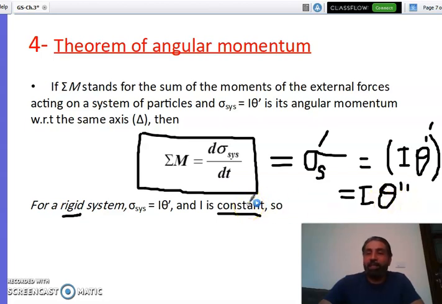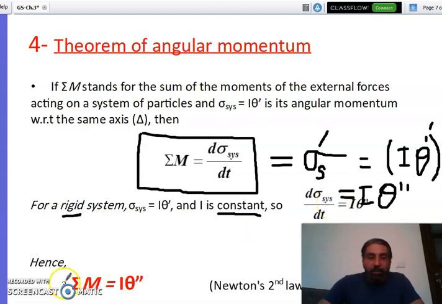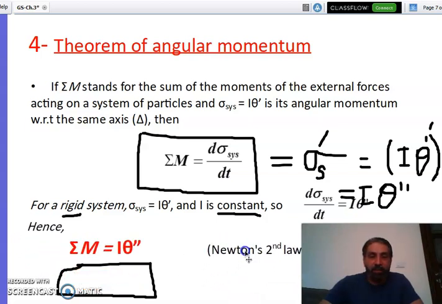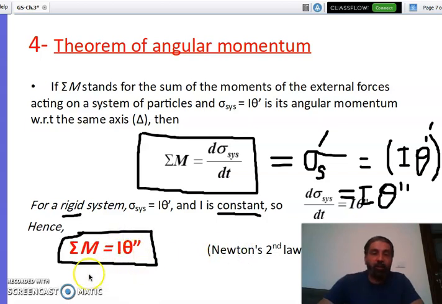Okay, so what is this? Do you remember? This means the sum of moments equal I theta double prime. This is nothing more than Newton's second law in rotation. Don't forget this. Here it is. Let me write it like this. This is Newton's second law in rotation: sum of moments equal I theta double prime.